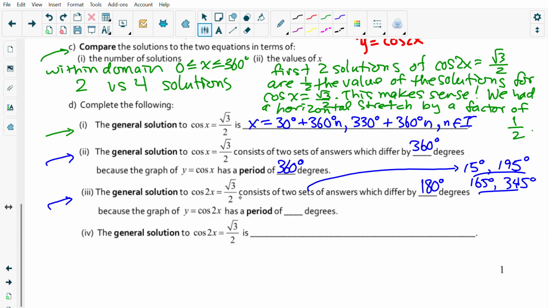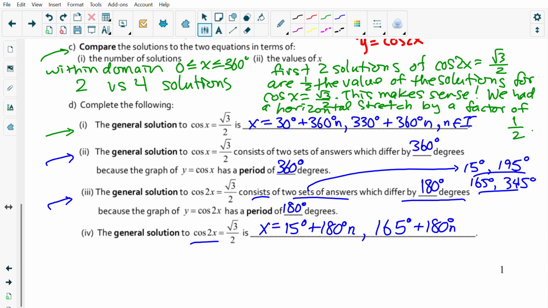The general solution to cosine of 2x equals square root of 3 over 2 consists of two sets of answers which differ by 180 degrees because the graph of y equals cosine of 2x has a period of, you guessed it, 180 degrees. The general solution is x equals 15 degrees plus 180 degrees n, 165 degrees plus 180 degrees n. n is an element of all integers.